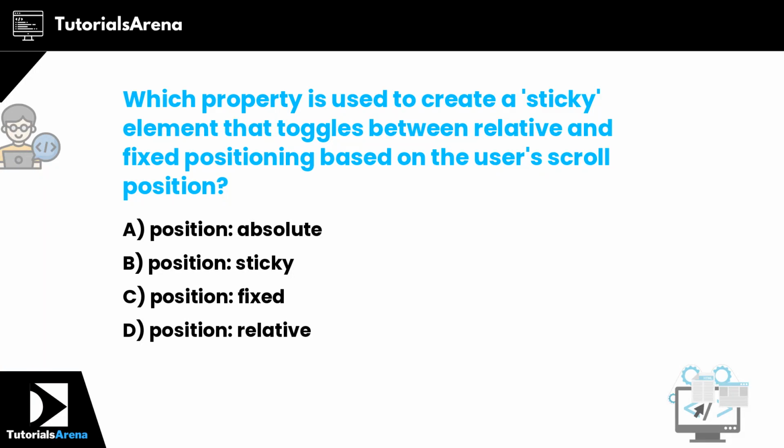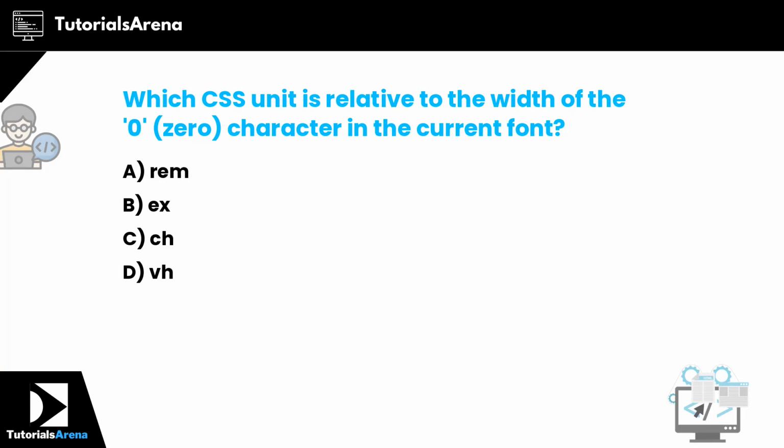Which property is used to create a sticky element that toggles between relative and fixed positioning based on the user's scroll position? The correct answer is option B, position: sticky. Which CSS unit is relative to the width of the 0 character in the current font? The correct answer is option C, ch.